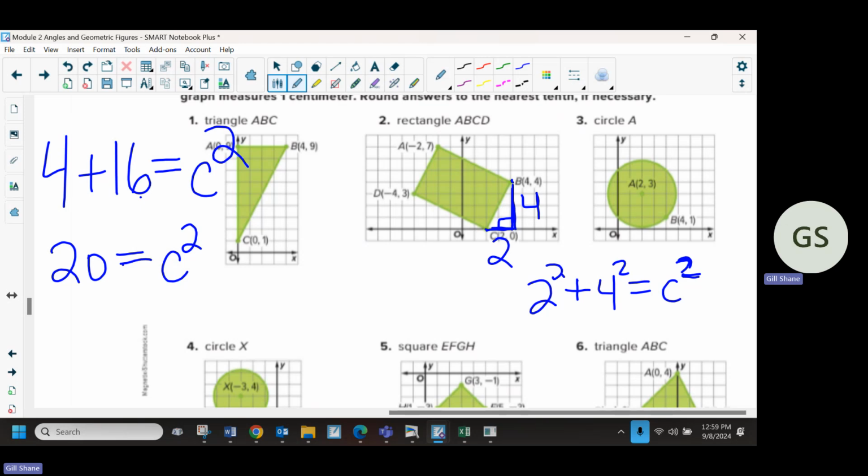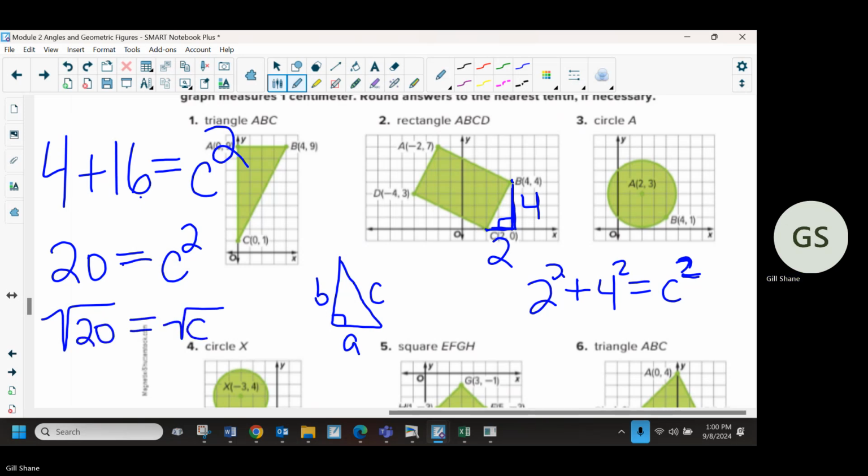The sides of a right triangle are A, B, and C. If I have a right triangle, that's a horrible right triangle, the sides are A, B, and C. That's just the Pythagorean theorem. So I don't want C squared, I want C, so I need to take the square root of both sides. So C would equal the square root of 20, whatever that would be.